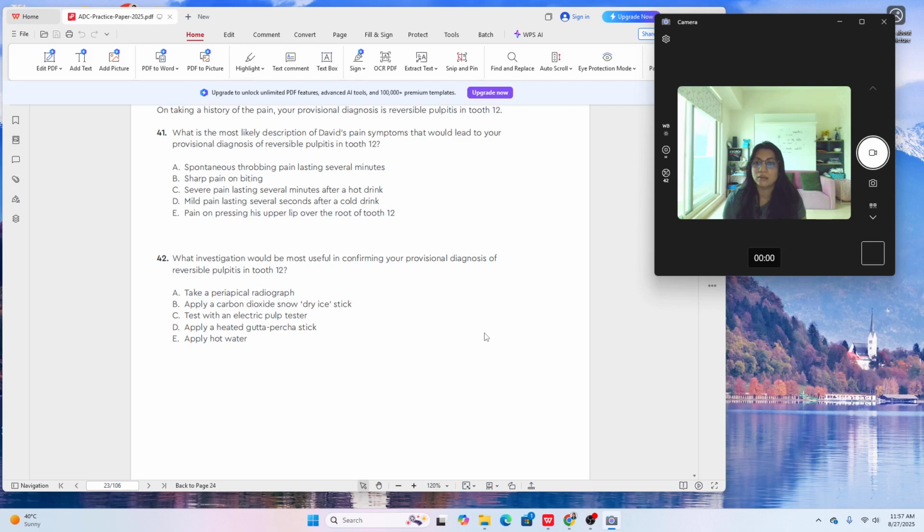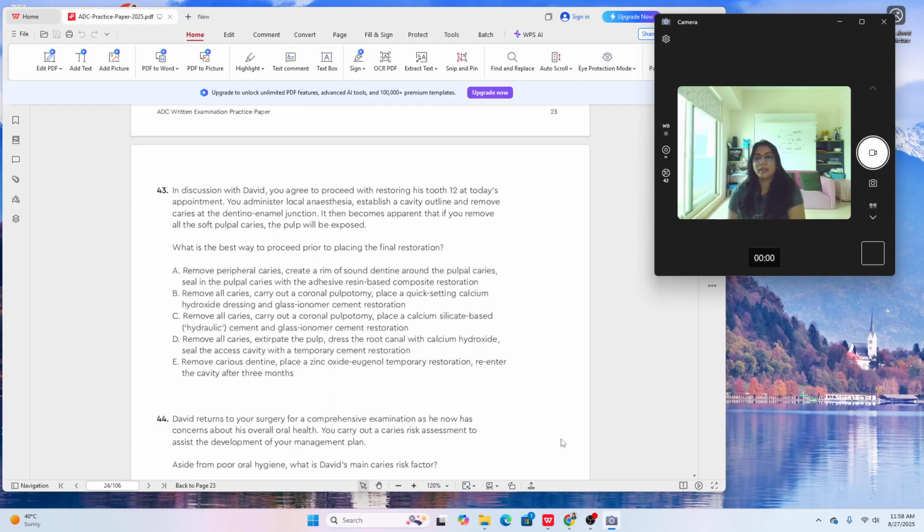Option A, reversible pulpitis, you will see nothing on the radiograph, so it's useless. Electric pulp tester, no. Heated gutta stick? No. Apply hot water? No. These things you would do to determine necrosis or irreversible pulpitis. To diagnose a reversible pulpitis, you will always take carbon dioxide. And if the patient says, I have sharp shooting severe pain, then you would move on to electrical pulp test or a heated gutta or a hot water. But the first and the foremost is always dry ice.